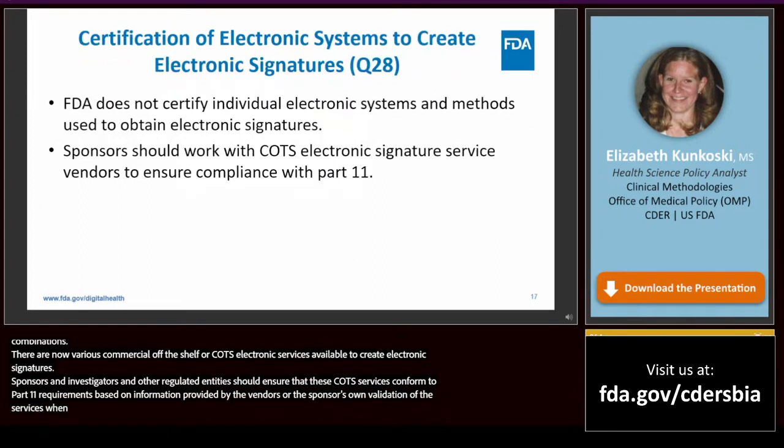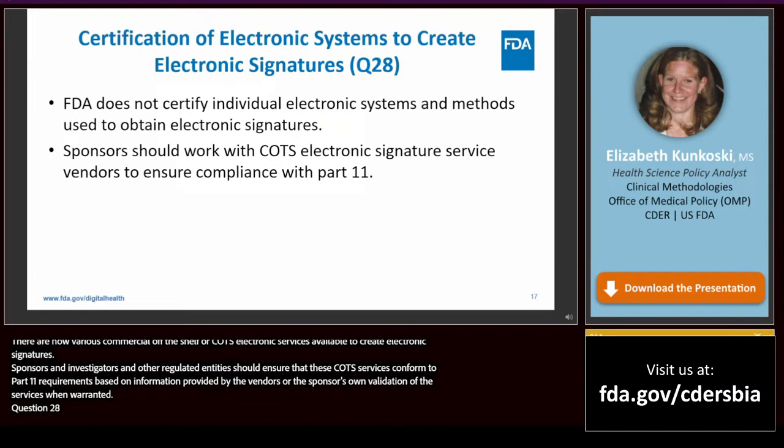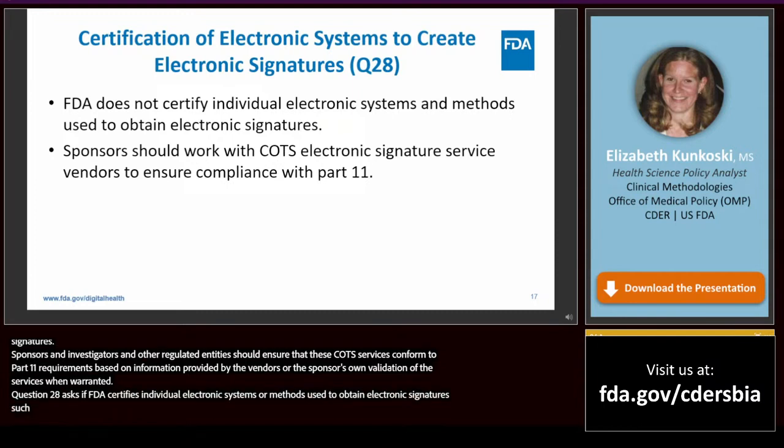Question 28 asks if FDA certifies individual electronic systems or methods used to obtain electronic signatures, such as Adobe or DocuSign. FDA does not certify these individual vendor services. Sponsors should work directly with vendors to ensure compliance with Part 11.